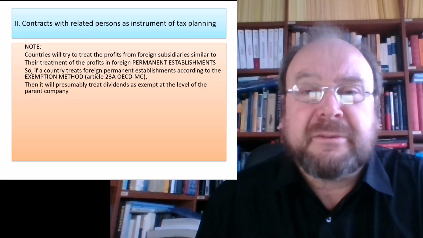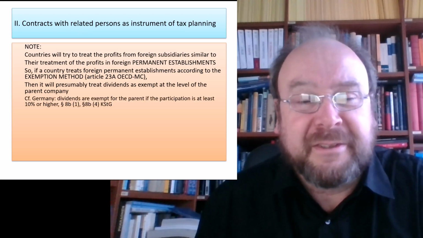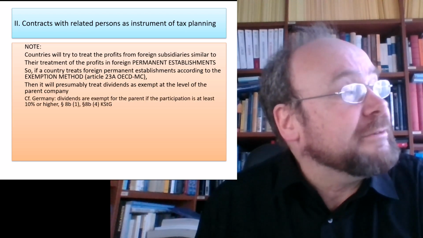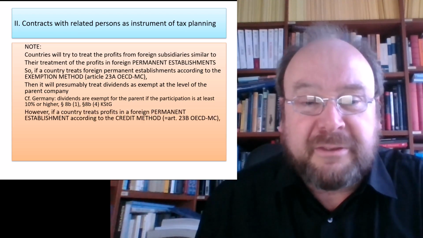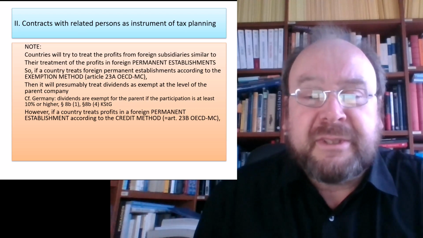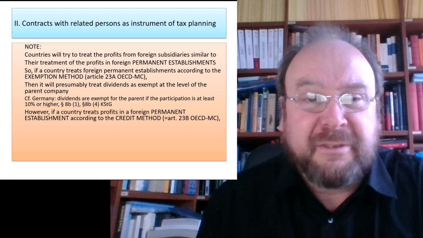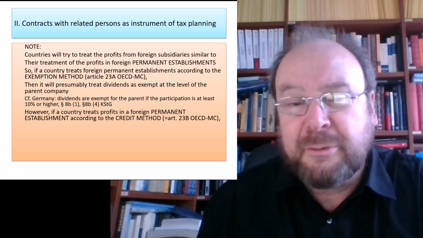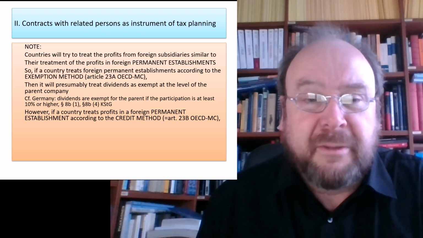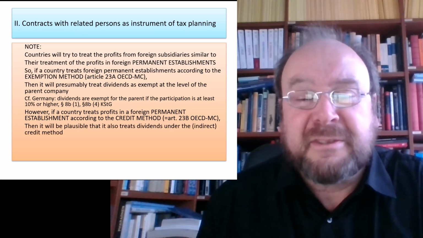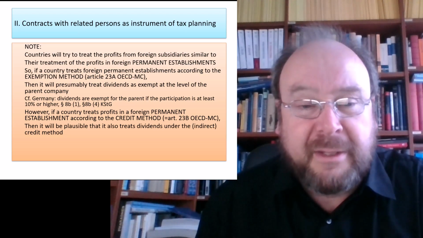So if a country treats foreign permanent establishments according to the exemption method, it would make sense also to treat dividends as exempt, because then in both constellations, the lower foreign tax level stays the same. However, if a country prefers to treat foreign profits by the credit method, so to lift up the foreign tax level to their home state level, then it would be plausible and reasonable that they also treat dividends paid out under the indirect tax credit method.